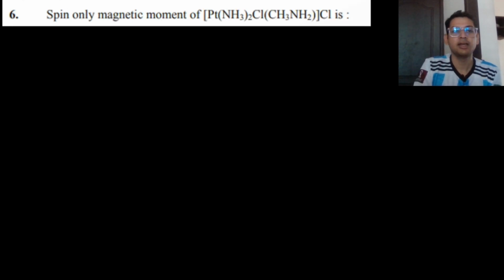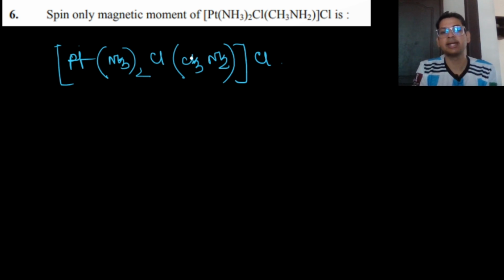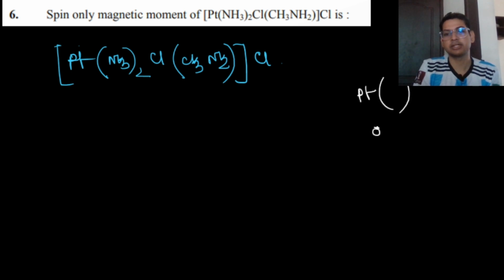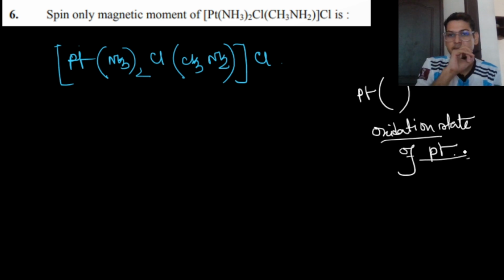Okay, this is a good question. The spin only magnetic moment of [Pt(NH3)(CH3NH2)]Cl2. This is in the coordination sphere and Cl is outside. So whenever the question is like this, I need to understand what is the oxidation state of Pt. That we need to understand. What is the oxidation state of Pt?